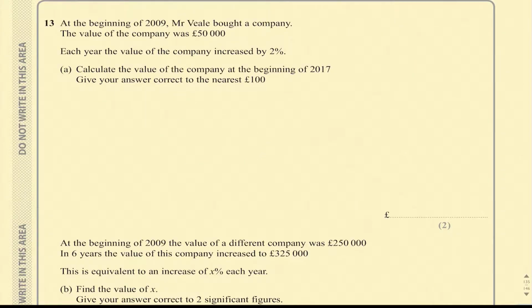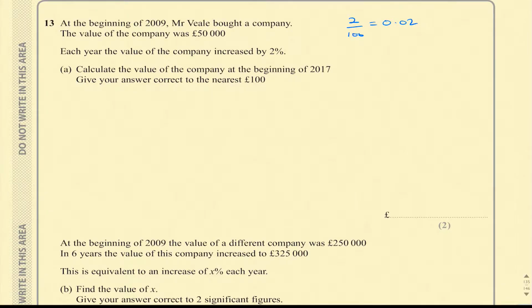Right, question 13. At the beginning of 2009, Mr Veal bought a company, and the value of the company was 50,000. Each year, the value of the company increases by 2%. 2% is basically 2 over 100, and that would be 0.02. Calculate the value of the company at the beginning of 2017. Give your answer correct to the nearest 100.